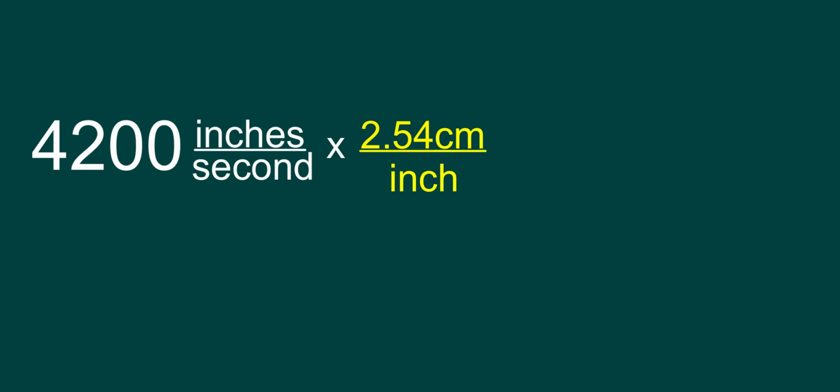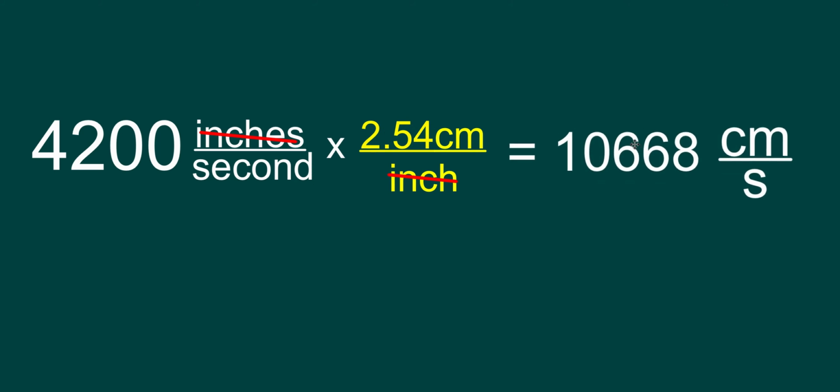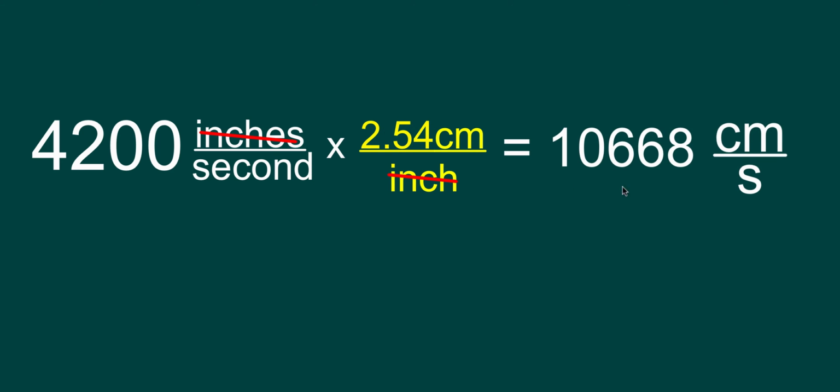I want to start converting this into metric. So in order to do that, I'll use the conversion of 2.54 centimeters per inch. And again, this is just the number 1. But by doing this, I can take my inches on the top and my inches on the bottom and cancel them off. So now we're going to be left with this 4200 times 2.54, and we have centimeters over seconds. So when we do that, we end up getting 1668 centimeters per second.